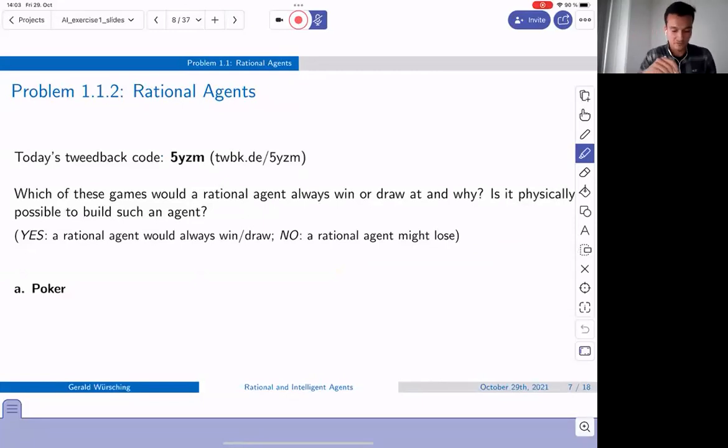So the question is, which of these games would a rational agent always win or draw at? And is it physically possible to construct such an agent at all? So yes would mean the rational agent would always win or draw. No, the rational agent might lose. And Dawi, you could start the Tweedback poll already, or I don't know if it's done already. You can maybe say it started already. Okay, it started already. Okay, very good.